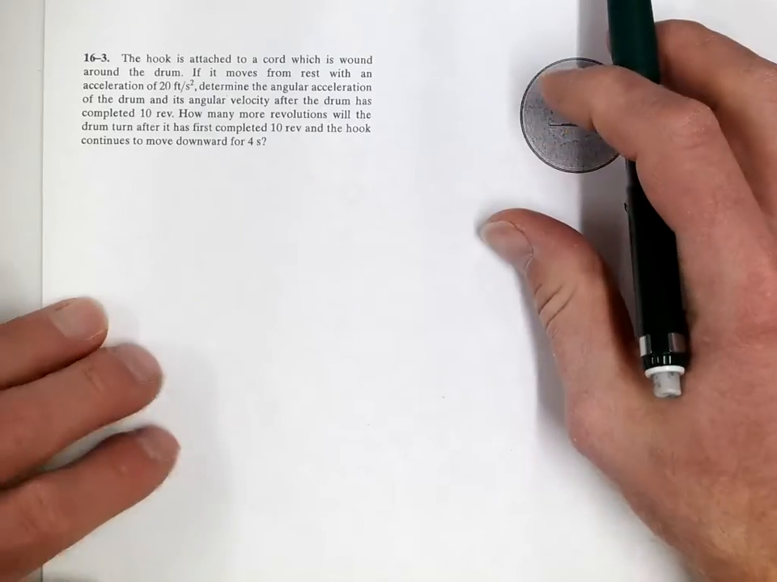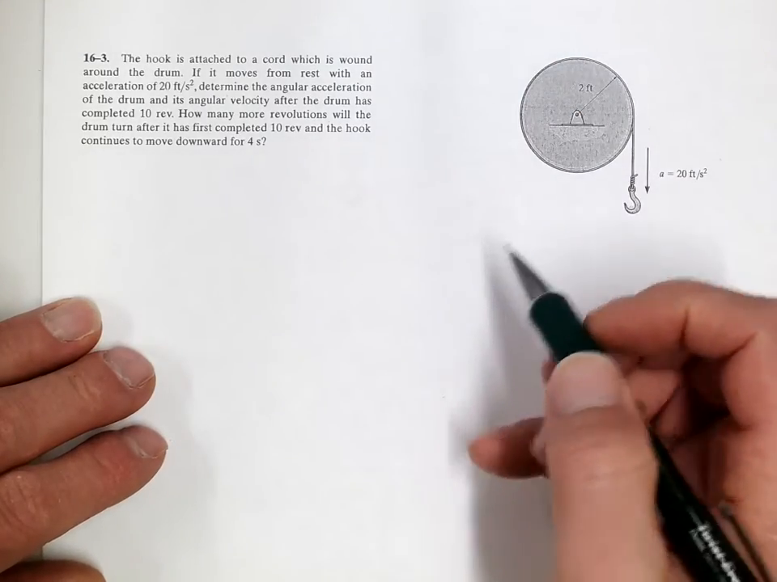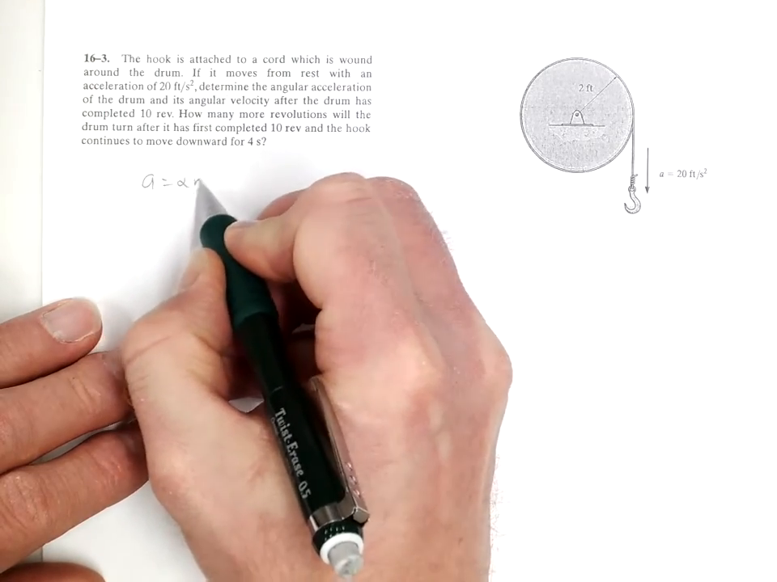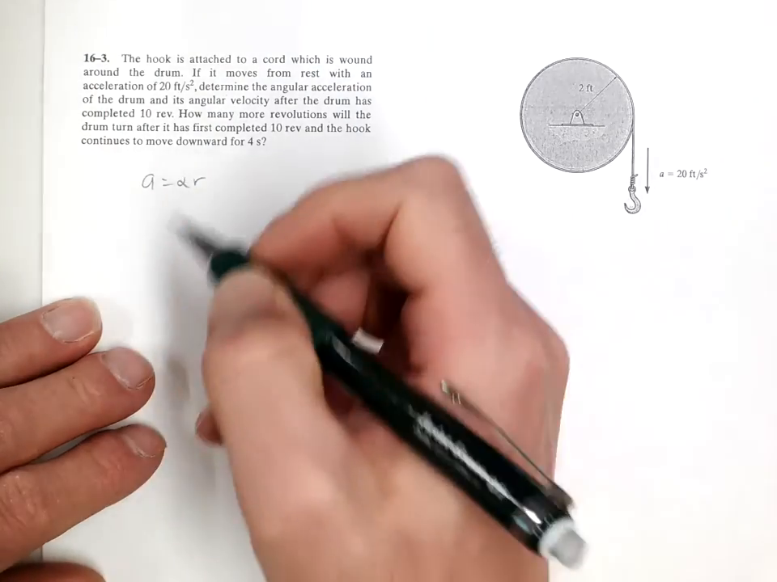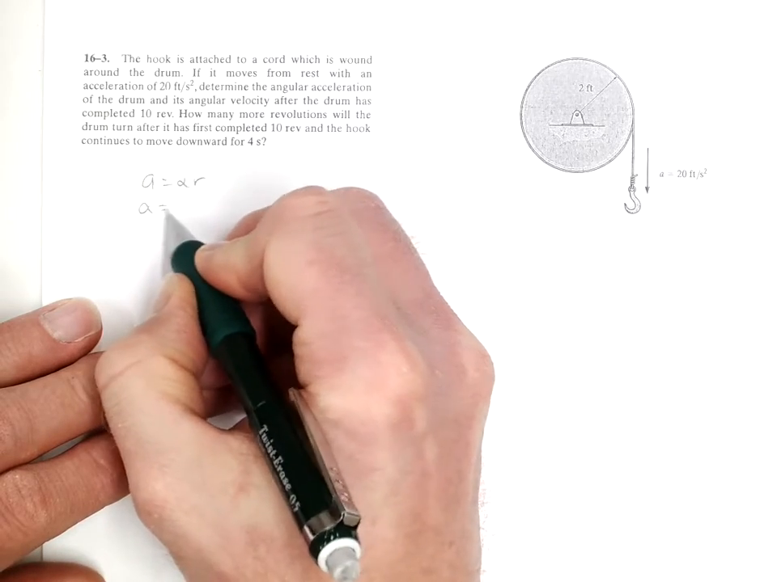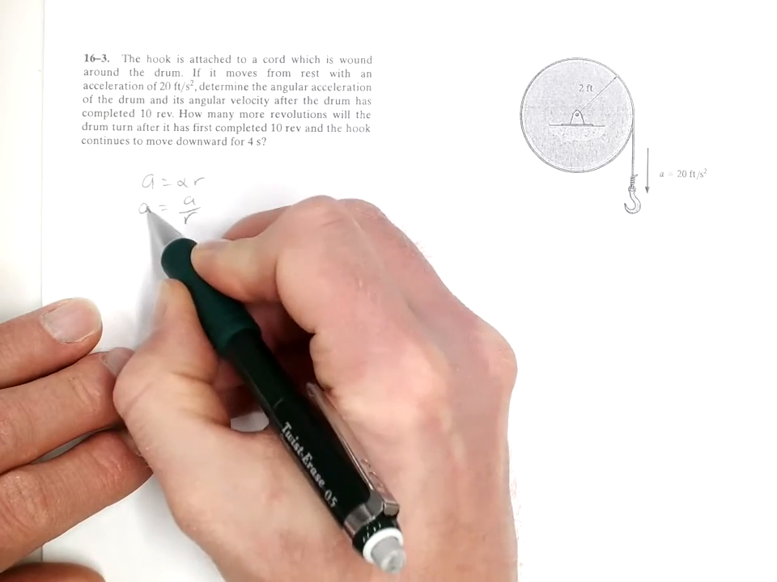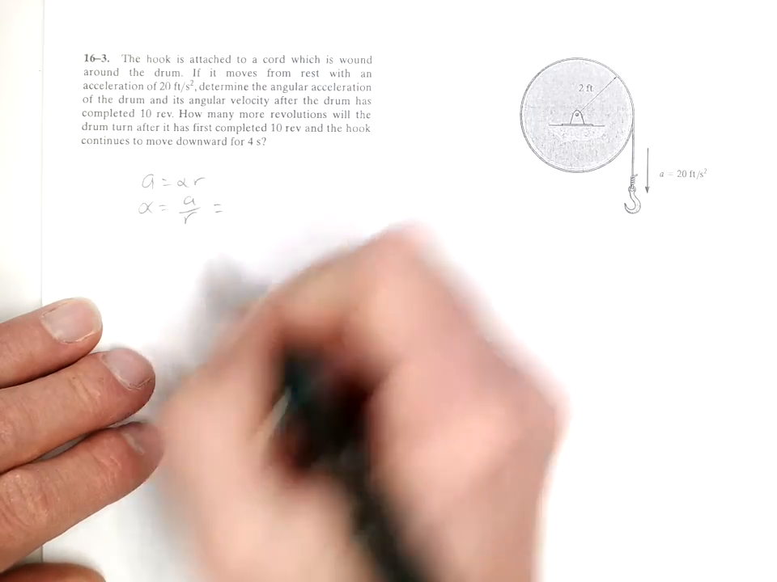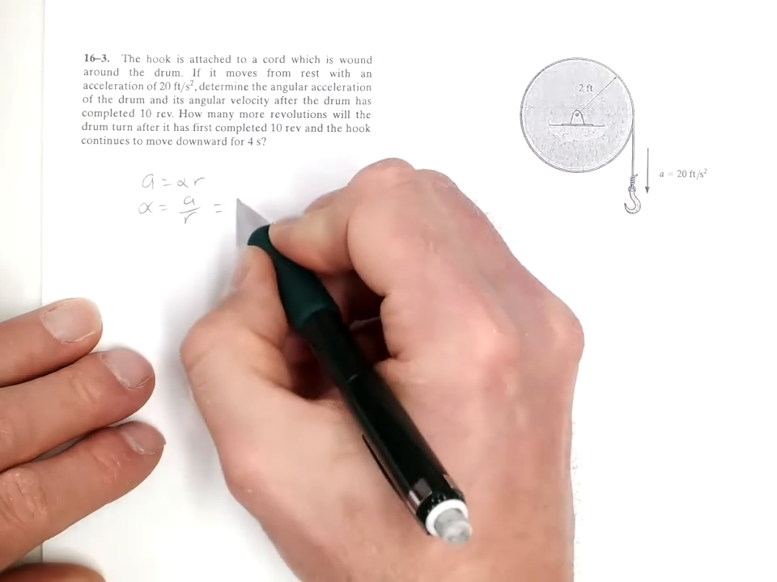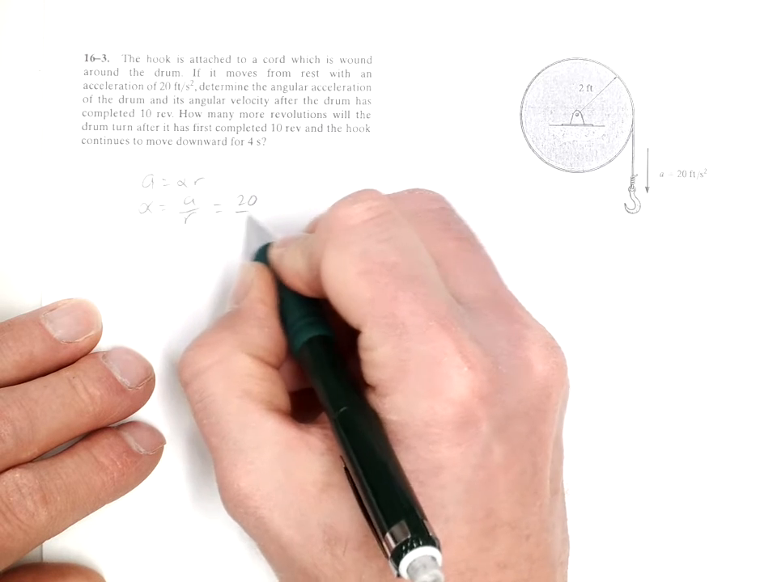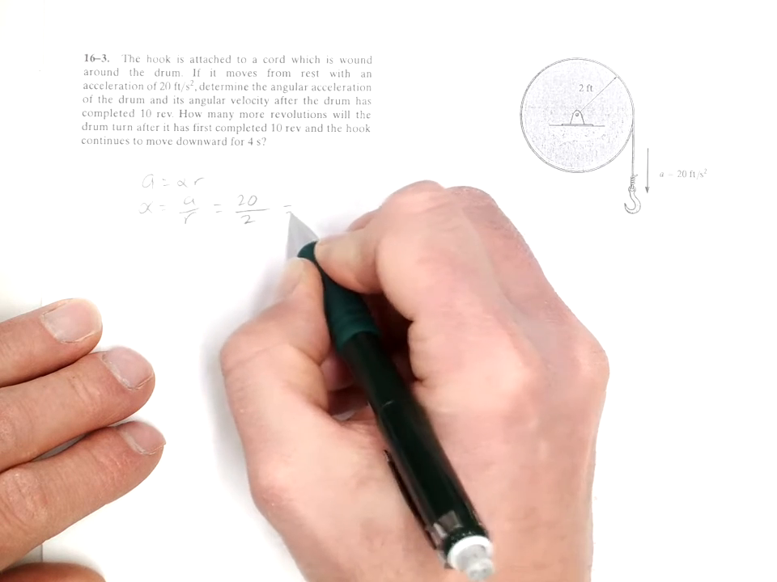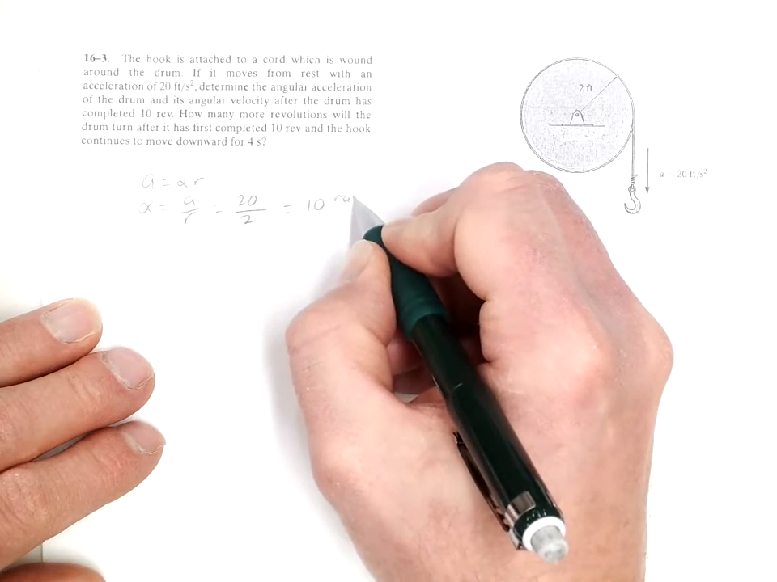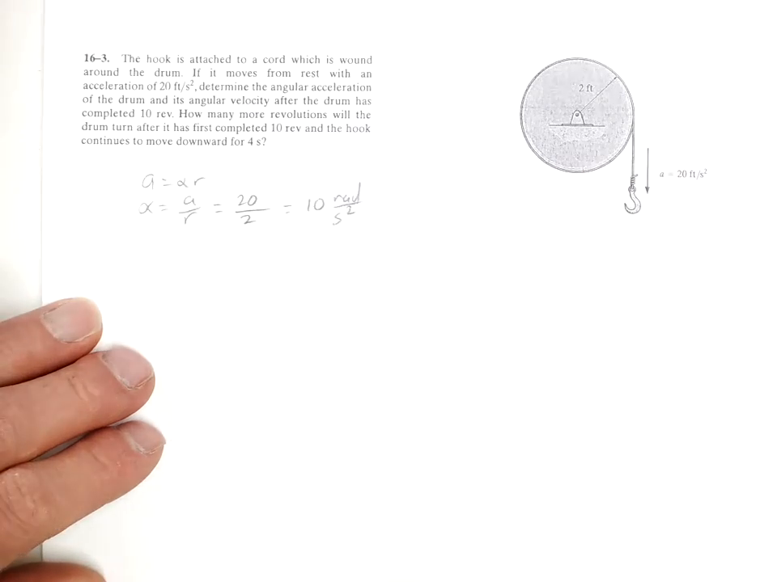Let's start there. So, first thing we want to do is state that a equals alpha R. Rearranging that, alpha equals a divided by R. So in this case, we have an a of 20 feet per second squared, an R of 2, and so alpha is 10 radians per second squared.